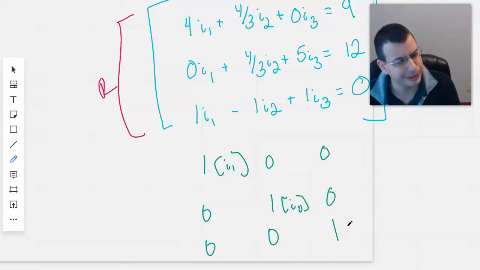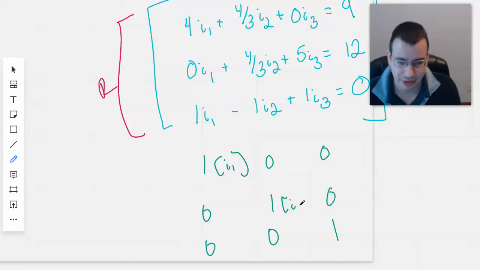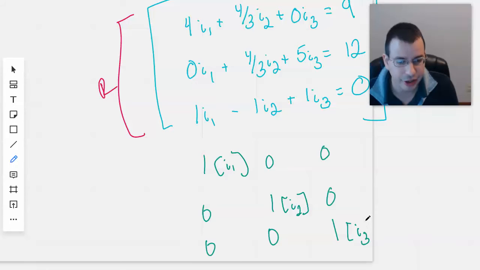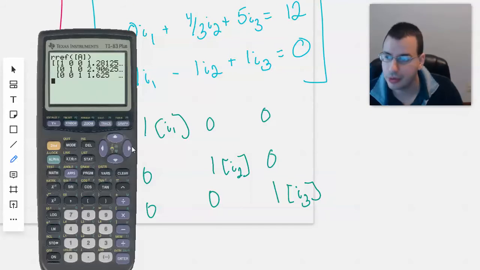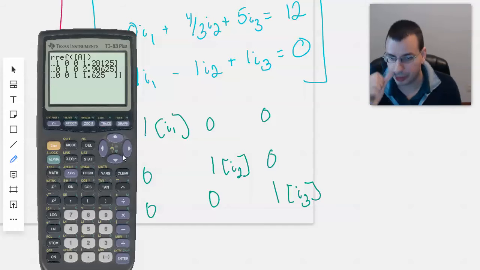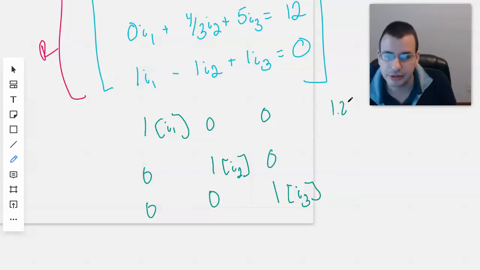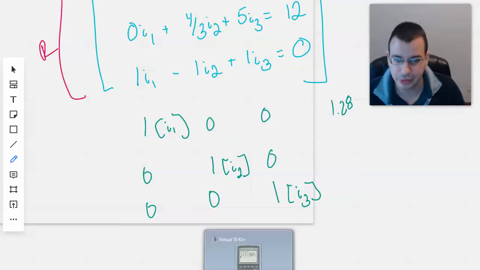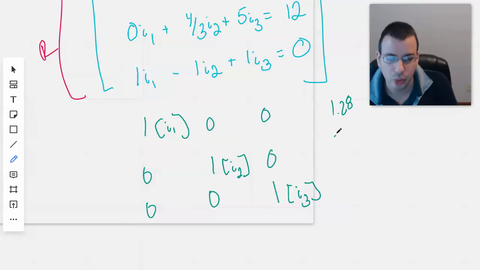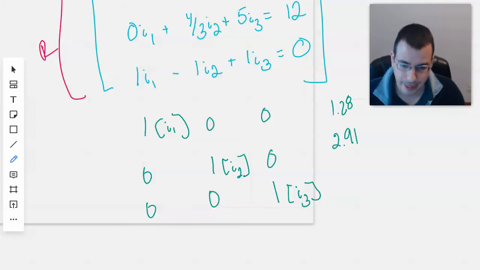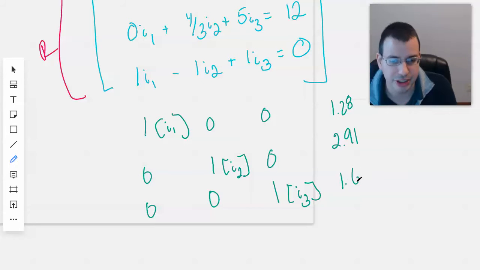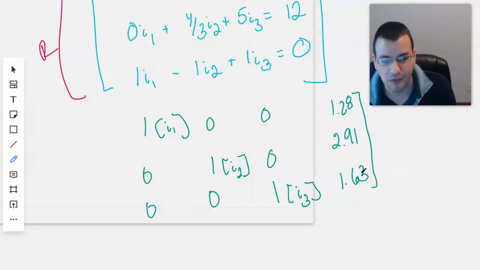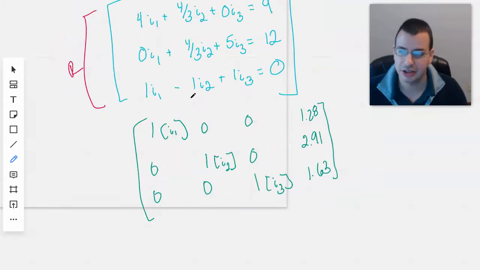That's a terrible 2. I feel slightly ashamed of that 2. There we go. I3. And then it gave us another column. Click. Oh, it's right there. 1.28. 2.91. And the last one, 1.63.